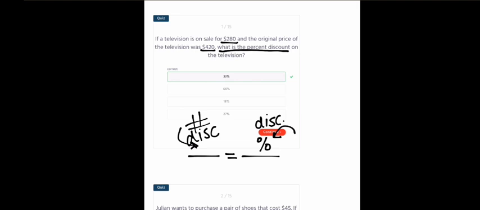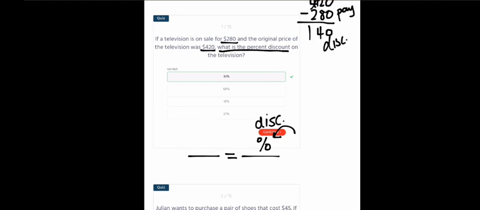But can we subtract these two to find the discount? Yes. $420 is the original price. $280 is what you actually have to pay. And then the difference, 0 minus 0 is 0, 12 minus 8 is 4, 140. This is what you save. This is the discount. So that's what we're going to put right here.